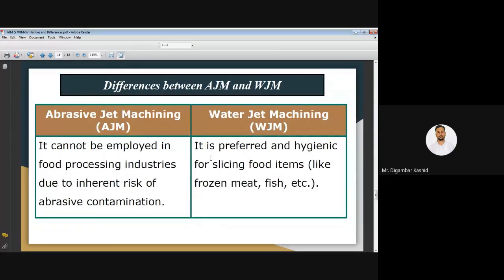Then this abrasive jet machining, it cannot be employed in food process industries due to inherent risk of abrasive contaminant. You cannot use abrasive in a food processing unit, because there are abrasive particles, and it's a contamination also. But water jet machining is preferred and hygienic for slicing food items like frozen meat or fish, etc.